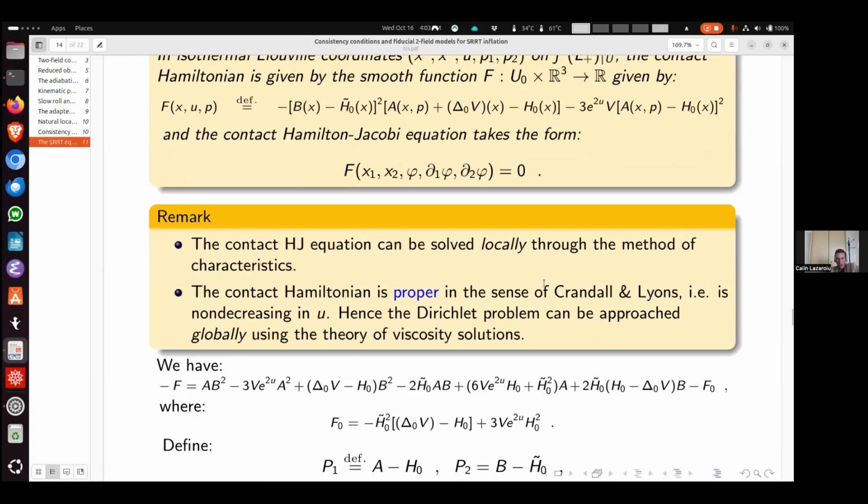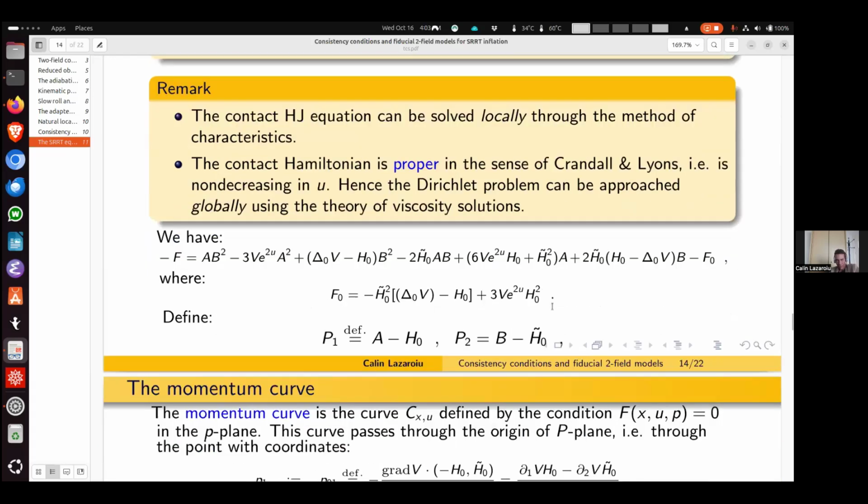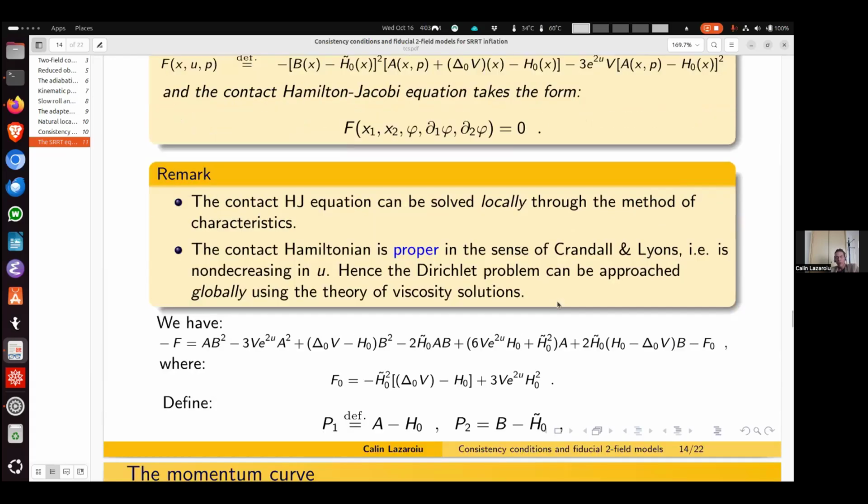Now, this is a general fact in the theory of PDEs. You can try to solve the contact Hamilton-Jacobi equation through the method of characteristics. That method only works locally, and you need some kind of regularity conditions. And of course, we go through that, and we compute some characteristics numerically, and so on and so forth in our preprint. But much more interesting and important is the observation that the contact Hamiltonian is proper in the sense of Crandall and Lions, which means that it is non-decreasing in the contact coordinate u.